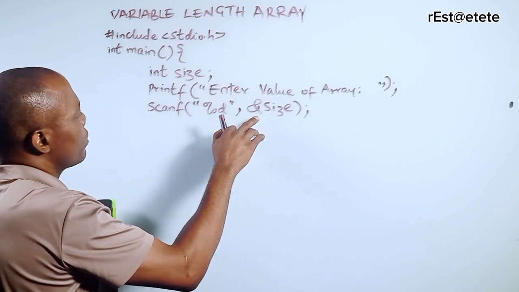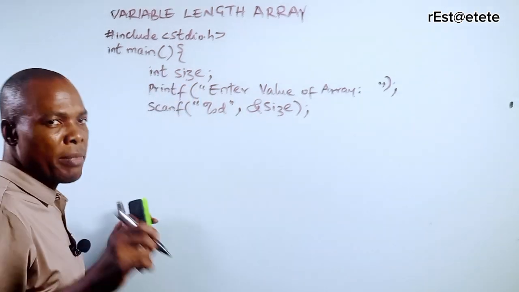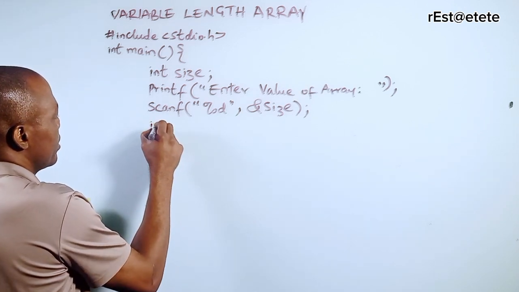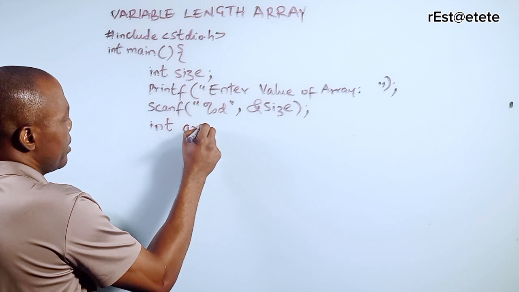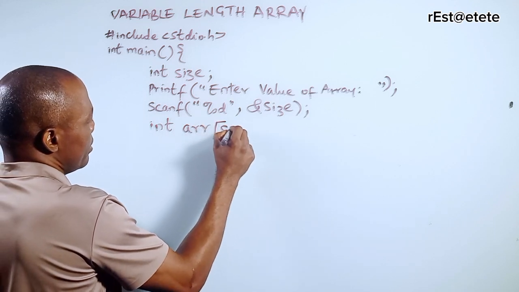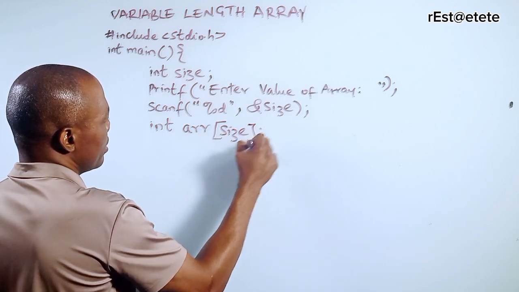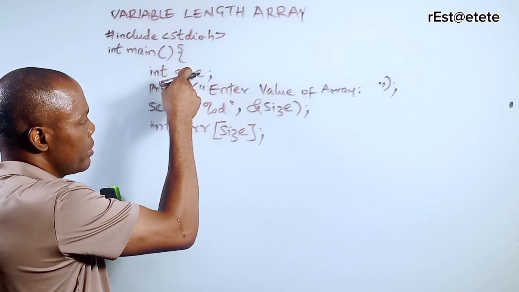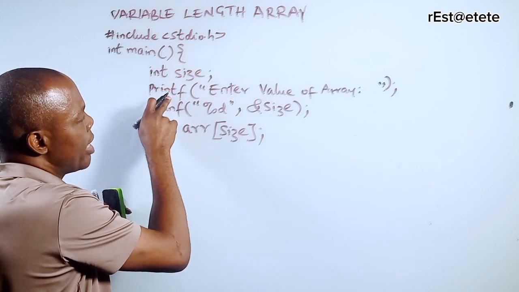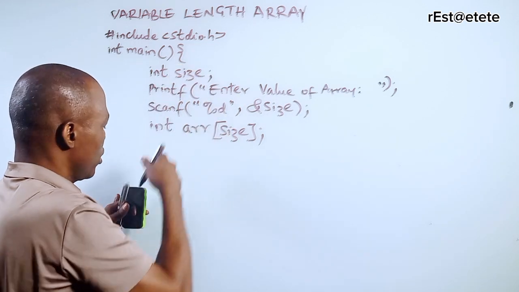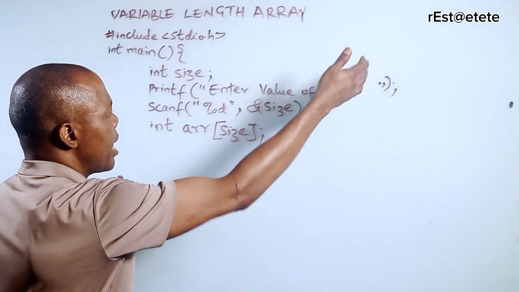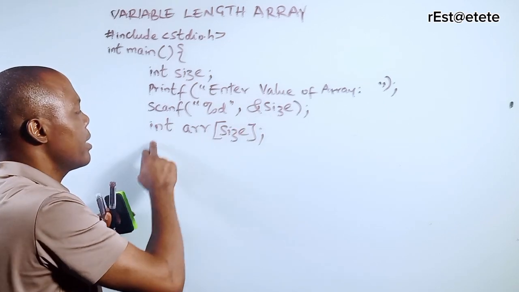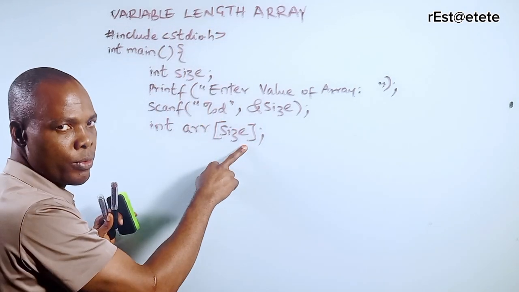So once scanf stores that size in this place, I'm now going to declare my variable length array, which will be int array size, whatever that size will be. So the first thing is I will declare this variable size is an integer variable. I will now use my printf function to print out this enter value of array. I will enter the value. Scanf will take that value and go and store it in the address of this size. Then I will declare my variable length array, which is this.